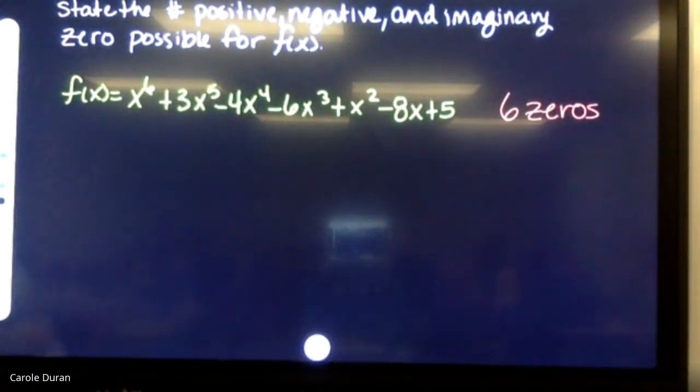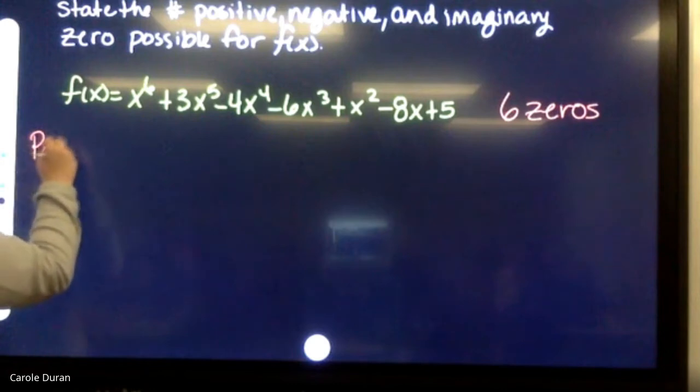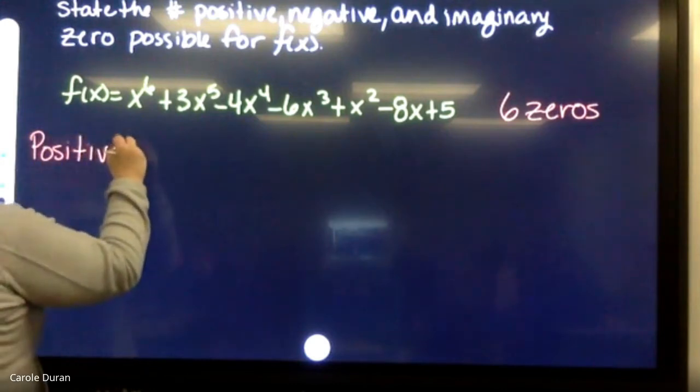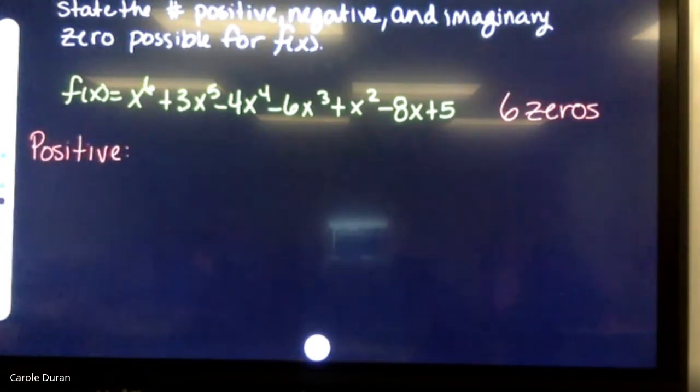I always like to identify my number of positive roots possible first, because it deals with the function in its original format, so f of x as is. I just need to count the number of sign changes present in that original function. When I talk about a sign change, I mean it goes from a positive term to a negative term or a negative term to a positive term.